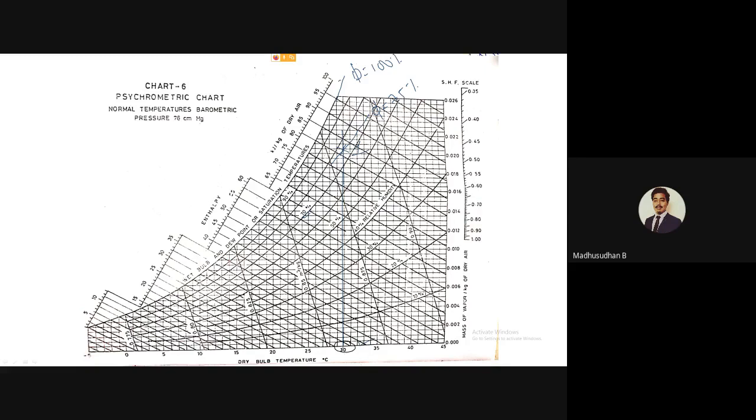Now similarly, we'll be plotting the indoor conditions. Indoor condition says it has 22 degrees Celsius DBT. So 22 comes over here a little bit. So just try to draw a line for your reference like this. So this is 22 degrees Celsius DBT. Now what is the RH of this? RH is 70%. Where is 70%? 70% is here. So this curve is 70%. So this is your state 2. Okay.